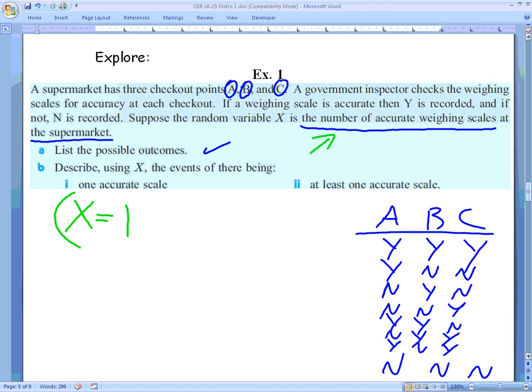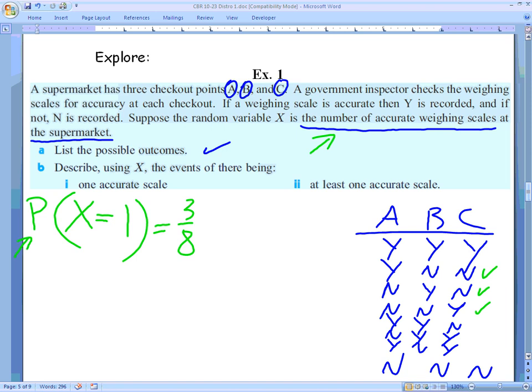If I want to know the probability of that occurring, I would simply put a P in front of that. So that's the probability that big X equals 1. And again, big X is the number of accurate weighing scales at the supermarket. So I would read this whole statement as the probability that the number of accurate weighing scales at the supermarket equals 1. And we know that there was 1, 2, 3 ways to have 1. So that's 3 out of 8. So 3/8 would be our probability there.